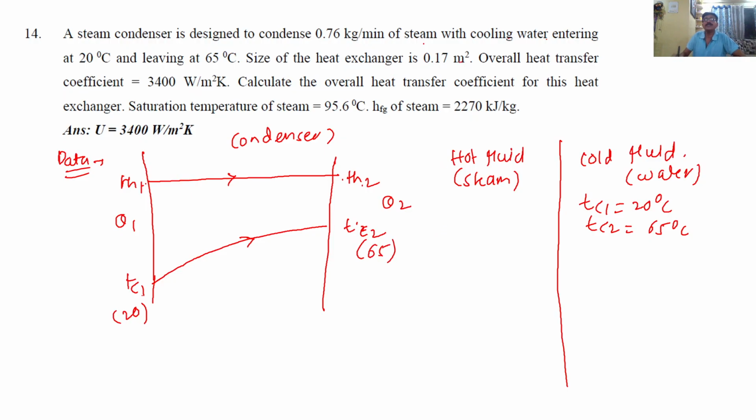Size of the heat exchanger is 0.17. I am writing it separately because it has nothing to do with hot fluid and cold fluid. So it is 0.17 meter square. Overall heat transfer coefficient is 3400.